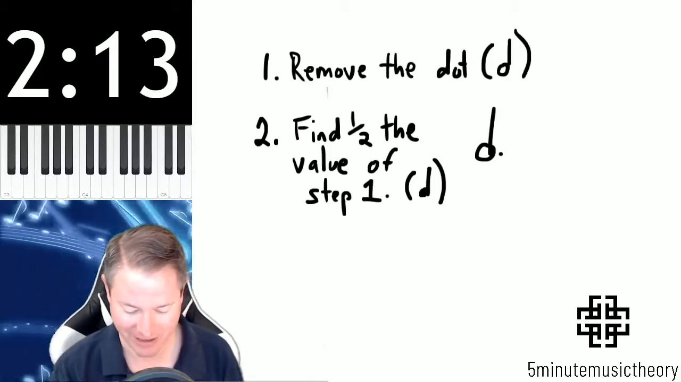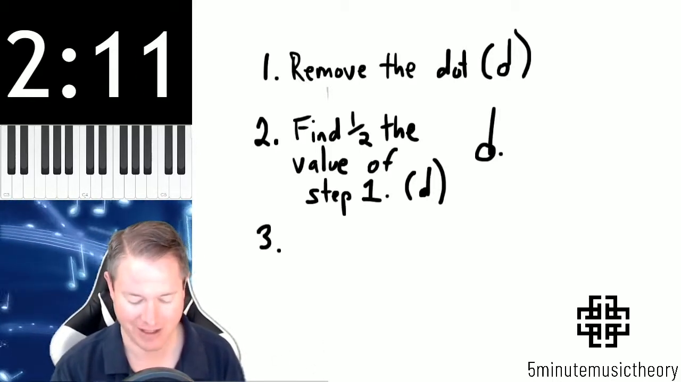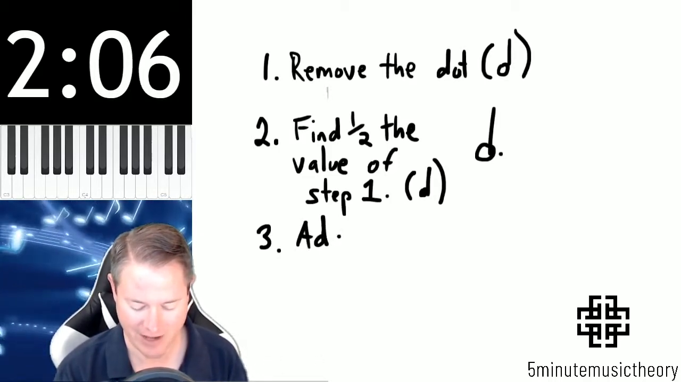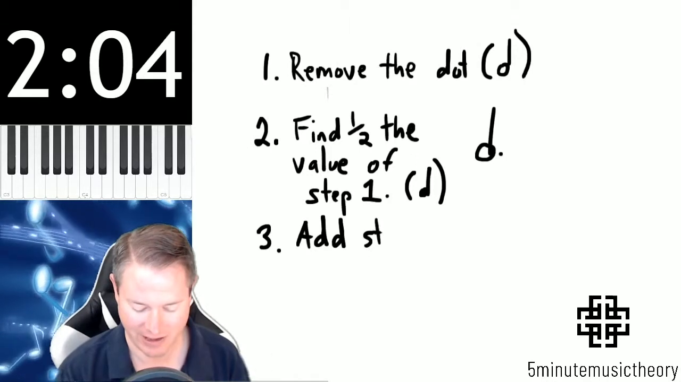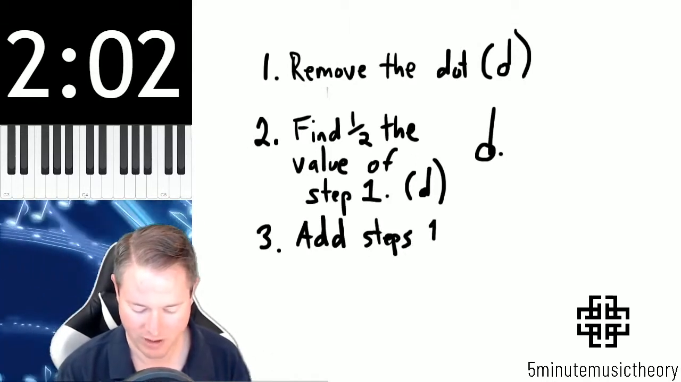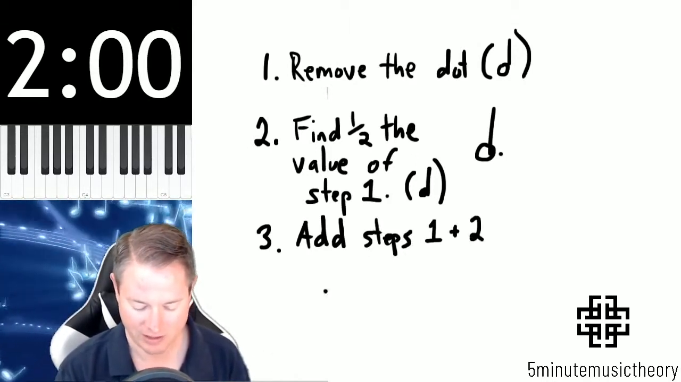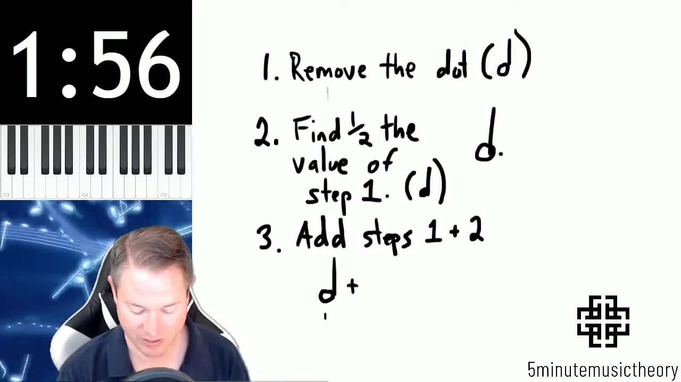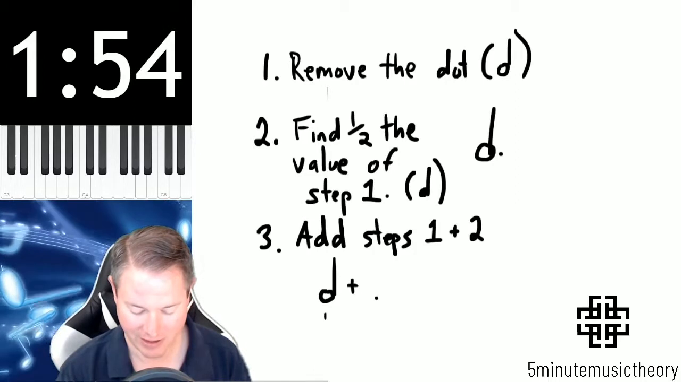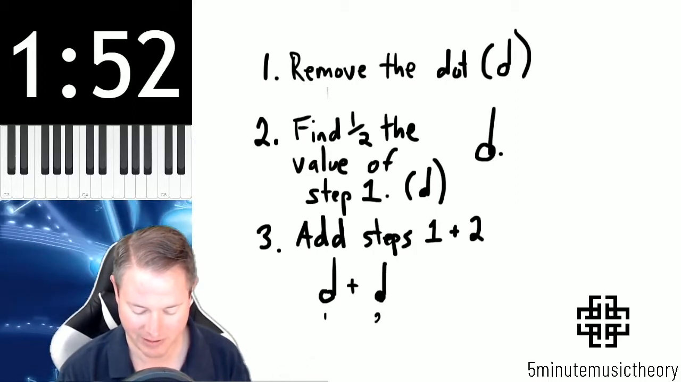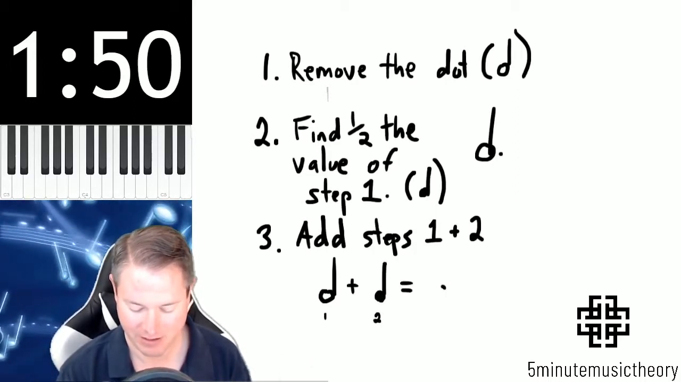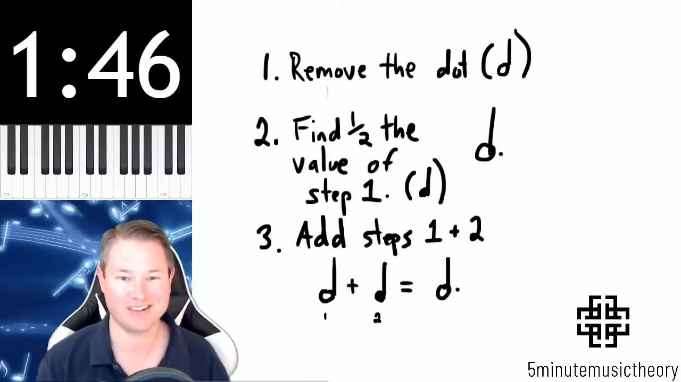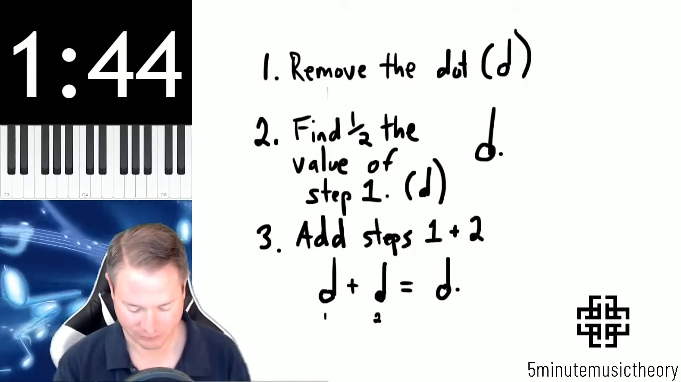So then we have a quarter for step 2, and then it's as simple as taking steps 1 and 2 and add them together. Add steps 1 and 2. So step 1, we add a half note, and then step 2, we add a quarter note. Therefore, a dotted half note equals a regular half note plus a quarter.